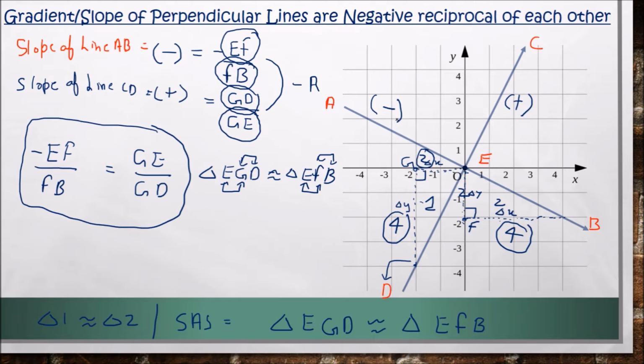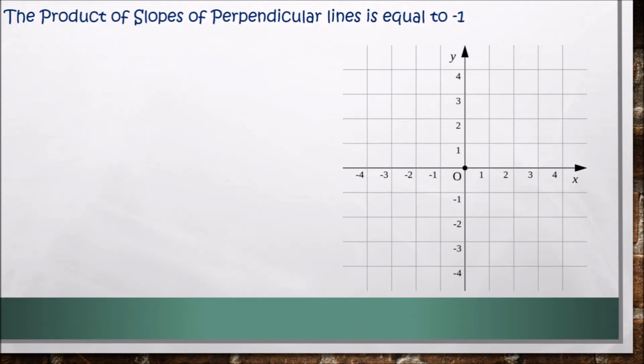Hence, one line will have a negative slope, which is our line AB, and the other line will have a positive slope, which is our line CD. So that's the reason why perpendicular lines have slopes that are negative reciprocals of each other. Now let's move on to our second point. Why is the slope of perpendicular lines equal to -1?